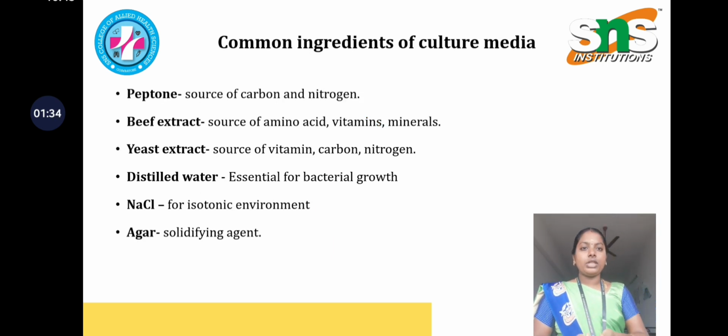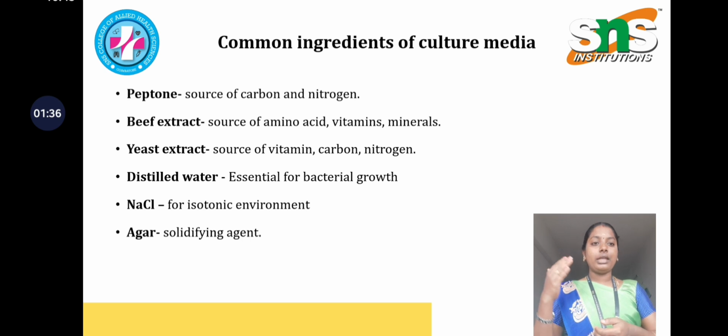Coming to the common ingredients, there are several substances involved in culture media. The first one is peptone. Peptone is the main source of carbon and nitrogen. Without carbon and nitrogen, microorganisms can't grow. So it is a main source in culture media. And coming to beef extract, it is a source of amino acids, vitamins and minerals required for the growth of microorganisms. And yeast extract is a source of vitamins, carbon and nitrogen.